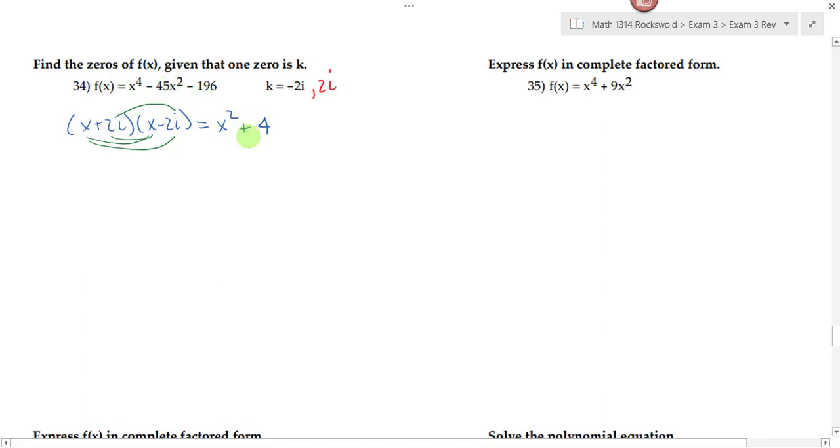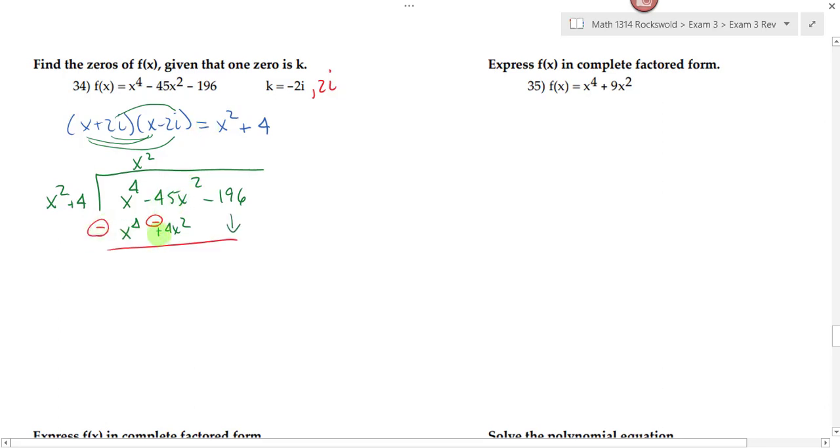So to get this fourth degree worked down, I'm going to divide it by a quadratic factor to get it worked down to a quadratic. So I'm going to take x to the fourth minus 45x squared minus 196, and I'm going to divide it by x squared plus 4. And when I do that, I get x squared and then plus 4x squared, and then I need to subtract this. -45x squared minus 4x squared is -49x squared. -49x squared, and then bring down the -196. Now when I divide, I get -49, and then -49x squared, and -49 times 4 is -196. Change my signs and add, and I get a remainder of 0.